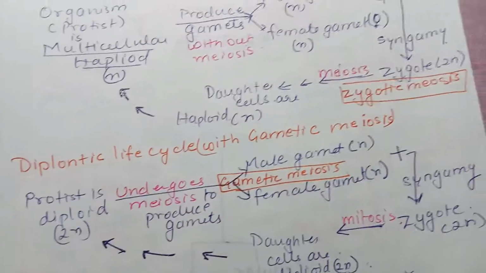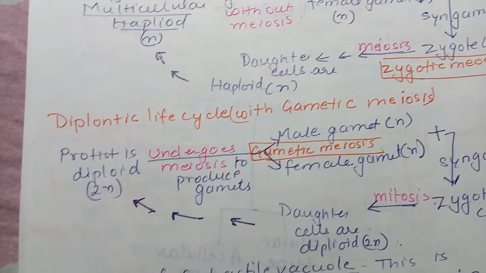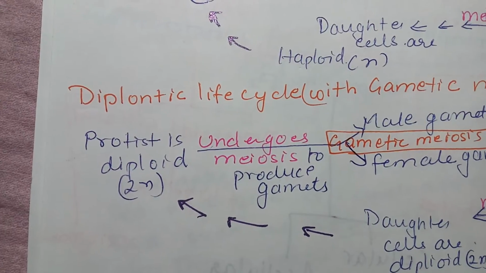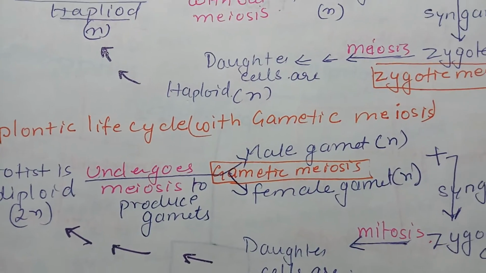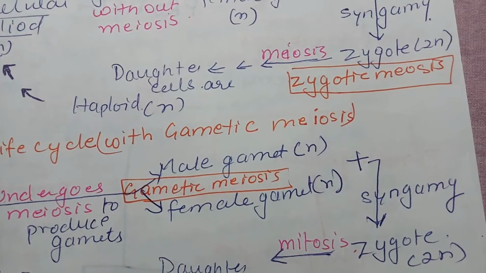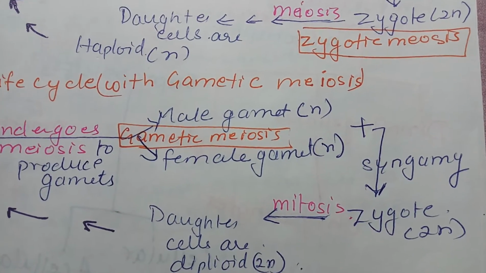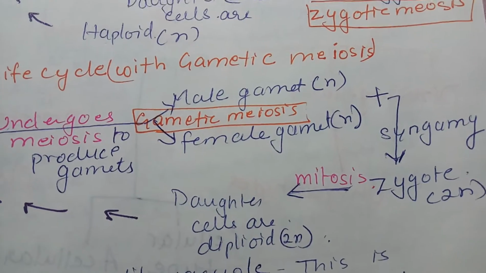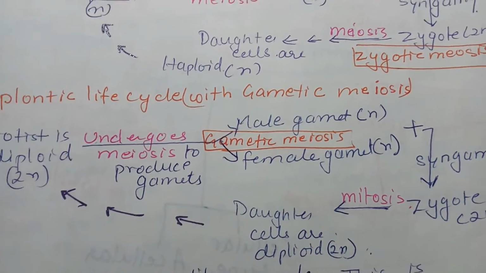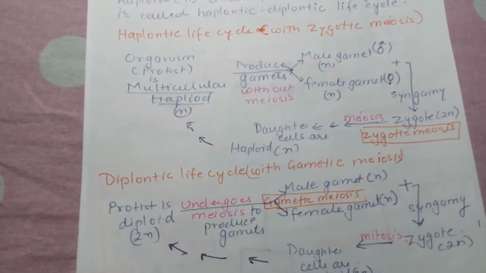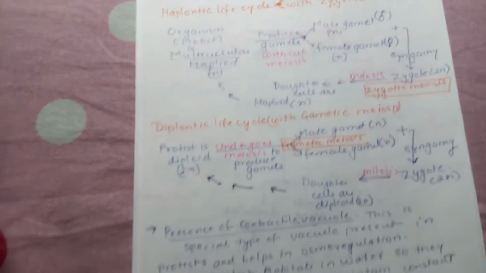If you look here, the diplontic life cycle is with gametic meiosis. The organism here is diploid. It undergoes meiosis and produces haploid gametes. So this is called gametic meiosis. Later on they fuse to produce the zygote. Now this zygote will not undergo meiosis, but it will undergo mitosis and produce daughter cells which are diploid. So this is the life cycle. Again, in different protists, different kinds of life cycle are present.